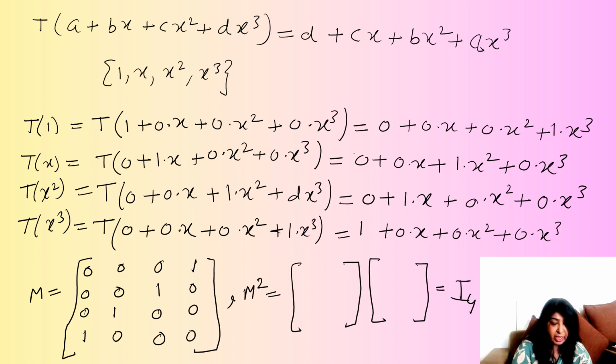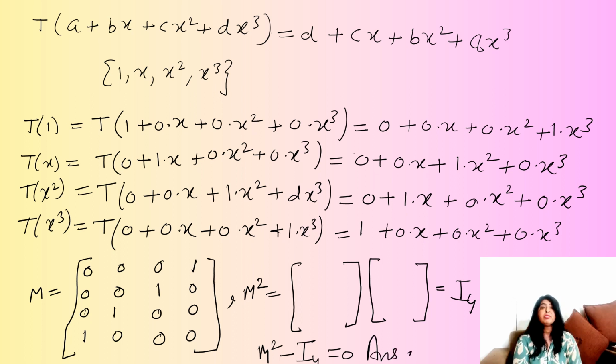So what will we get? So what the result is? M square minus I4 is equal to 0. So this is the answer. So out of 4 options, this option is correct.